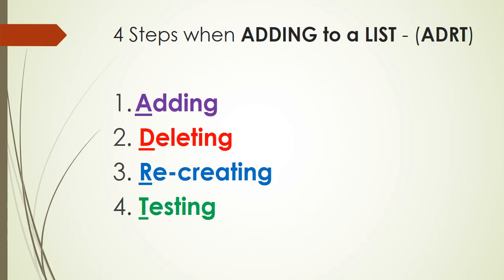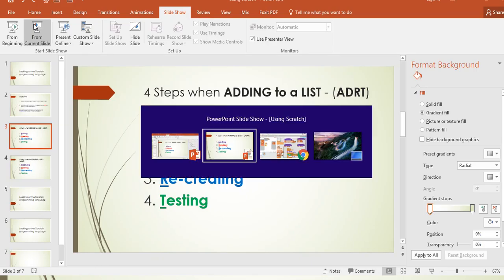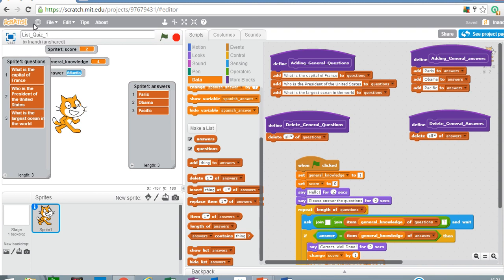4 steps when adding to a question or adding to a list. Remember the acronym ADRT. ADRT. A is for adding, D is for deleting, R is for recreating, T is for testing. And we will go through what that means in detail.